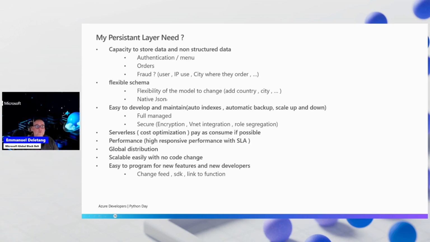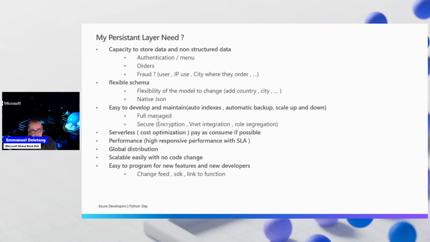For all of it, I want a flexible schema, especially for new features, to add new information like country, city, phone number of the user. All will be in native JSON. And I especially want a fully managed database, which means automatic backup, auto index, scale up and scale down, and if possible a serverless database where I pay only for what is consumed.